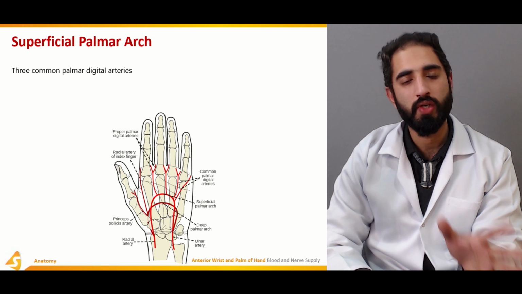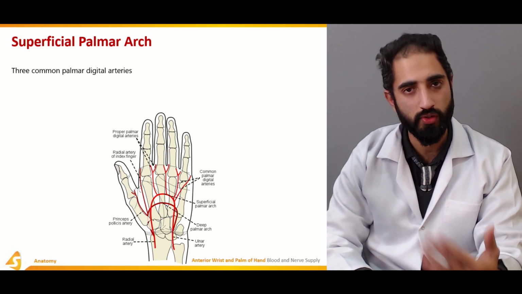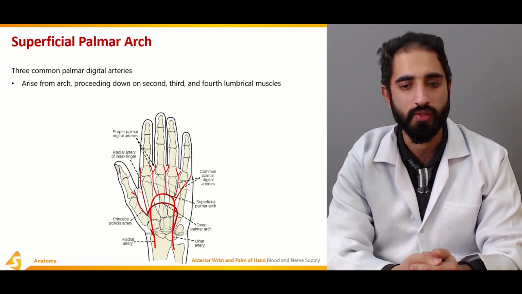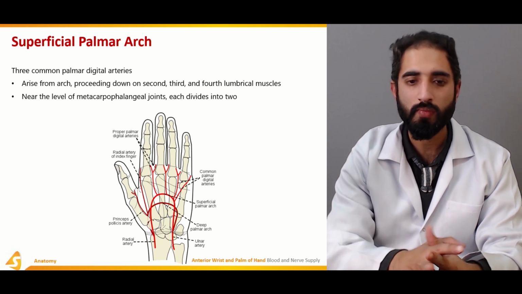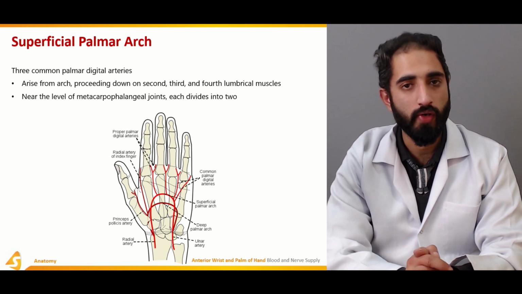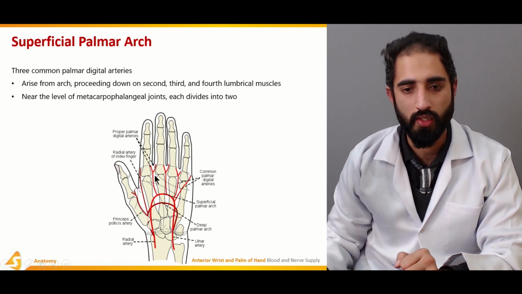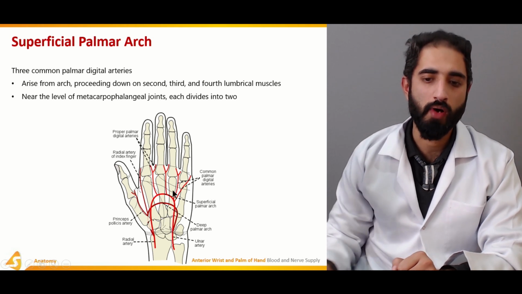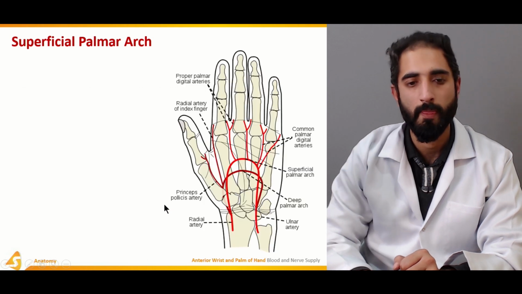Now, moreover, there are three common palmar digital arteries given off by the superficial palmar arch, which arise from the arch and proceed down on the second, third, and fourth lumbrical muscles. Near the level of the metacarpophalangeal joint, each divides into two, as you can see here. These are the common palmar digital arteries, here, here, and here.